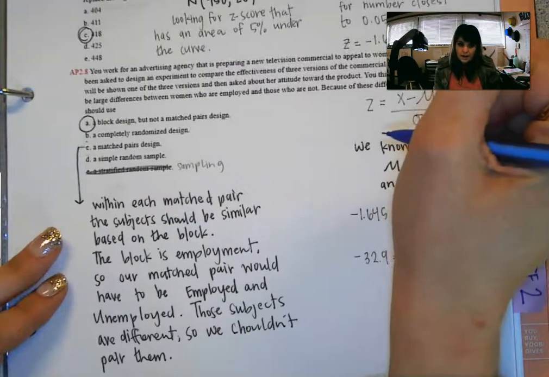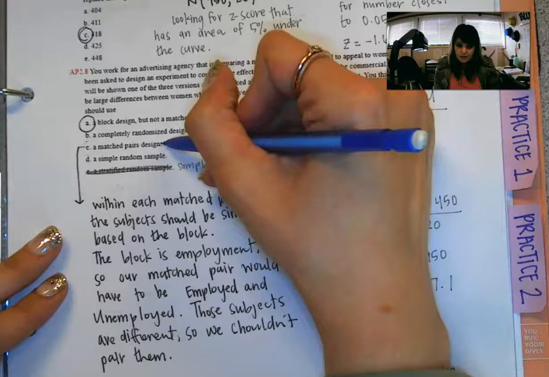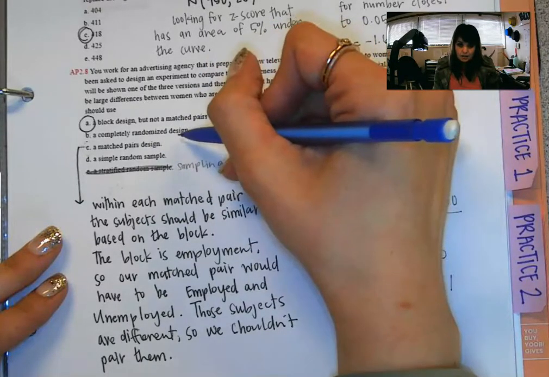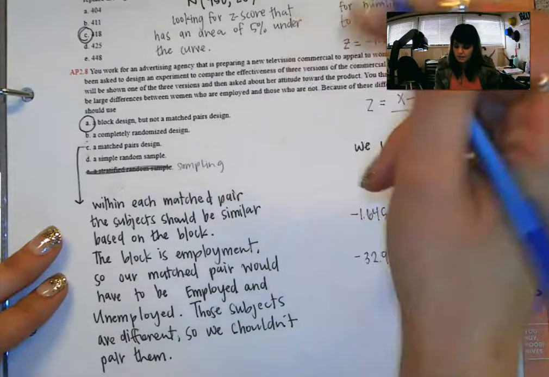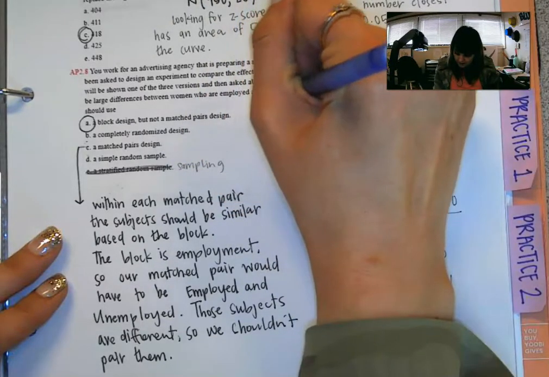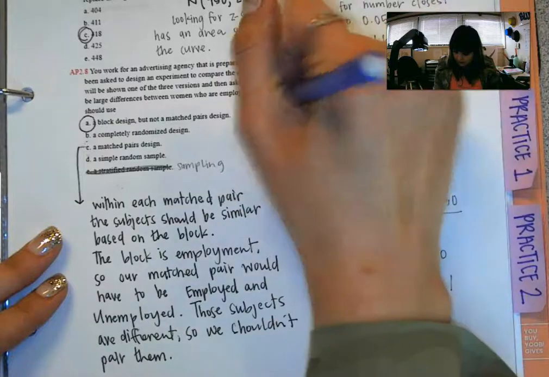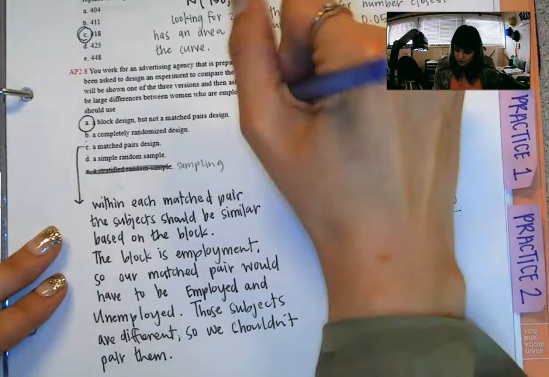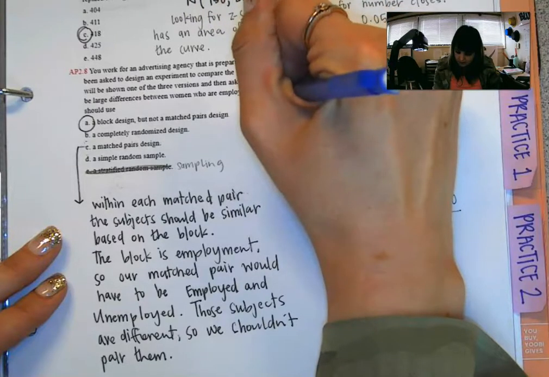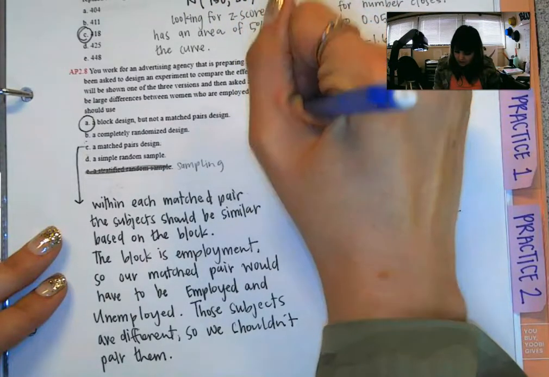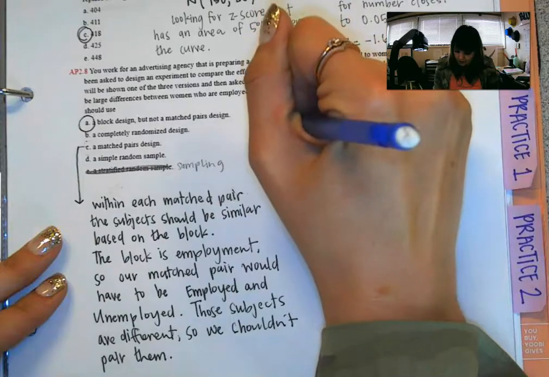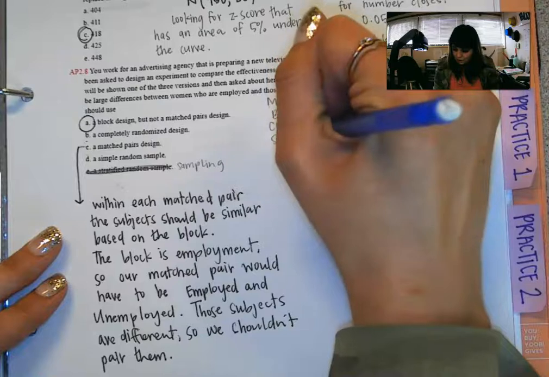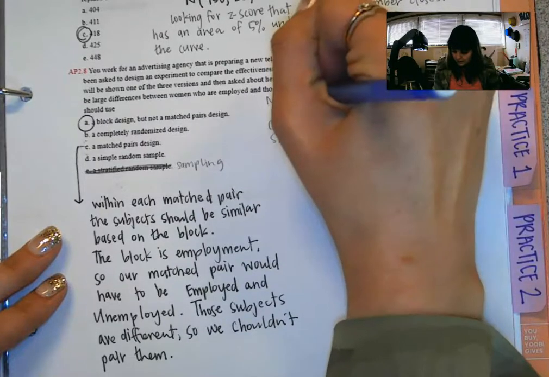So the best is a matched pairs design, then a blocked design, then completely randomized, then an SRS. If we order these from best to worst, the best one is matched pair, block, completely randomized design, SRS. So this is the worst, this is the best.